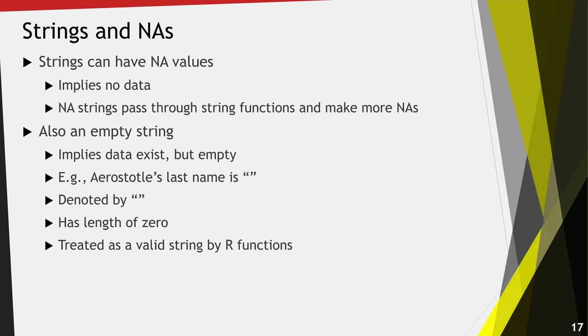Strings can also have NA values. Remember, NA implies no or missing data. Just like with numeric functions, NA strings pass through string functions and lead to NA values as the result. There's also an empty string. An empty string implies the data exist but are empty. So for example, Aristotle's last name is just the pair of double quotes, which represents the empty string. It has a length of 0, but it's still treated as a valid string by R functions and won't result in NA values unless there's some other reason that an NA value should be created.